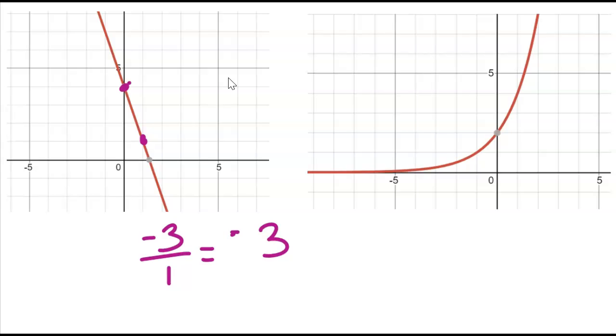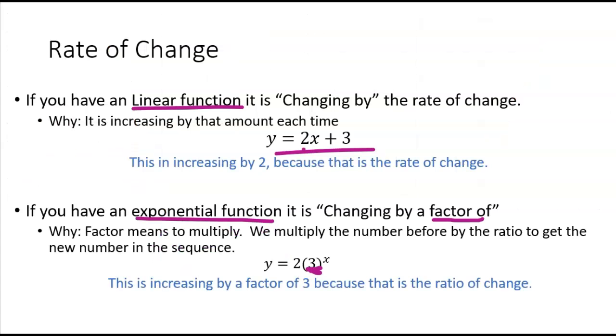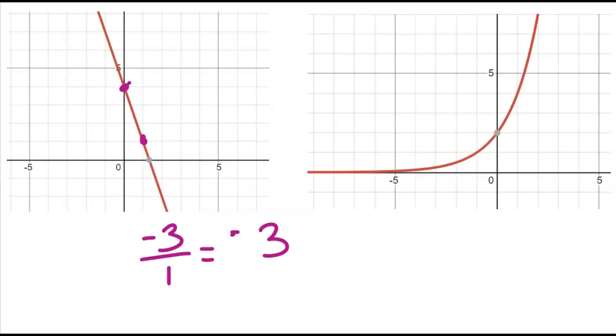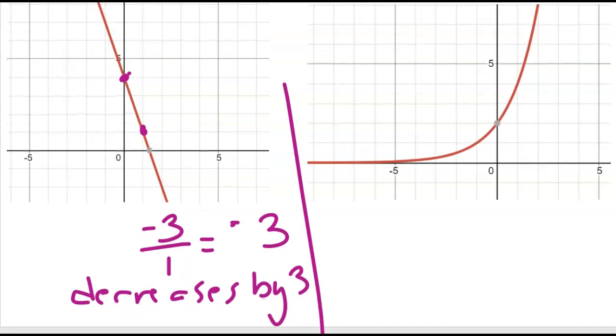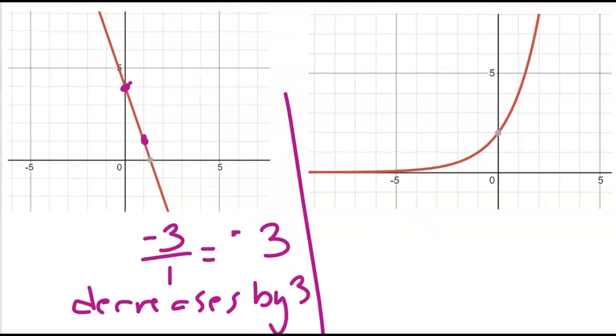And my rule was, if it is linear, I say it changes by, and then I either use the word increases or decreases. For this one, I have a negative slope, so it decreases by 3. That's all we're looking for, is what term we're doing. So all you need to say is it decreases by 3.